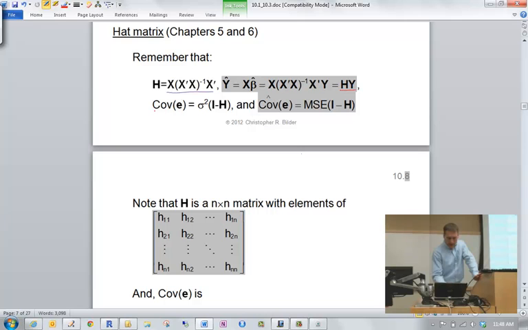Now, the hat matrix comes up in a number of places. In particular, in chapters 5 and 6, we looked at the covariance of E. E is a vector of all of our residuals, so it's measuring the variability and the association between residuals. And we showed it was sigma squared times the identity matrix minus H. The corresponding estimated covariance matrix, just take the sigma squared out and put an MSE in.